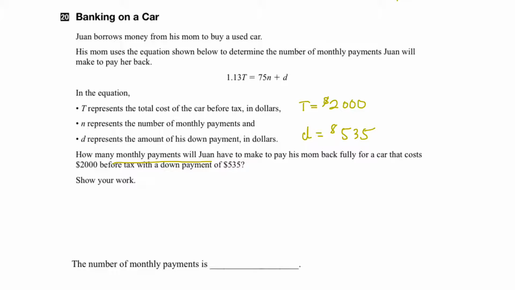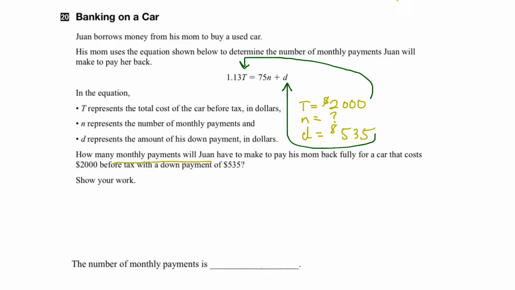So what are we missing? We're missing N, which is the number of monthly payments. So what we say is N equals question mark. So this is the value that we're trying to find. So to find N, what we can do is take these values and plug them into our equation. So I could put 2,000 there in for the T, and I could put the 535 in here for D, and then solve for N.